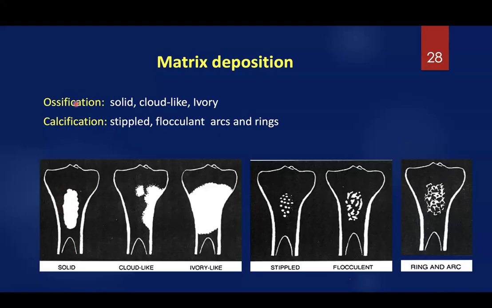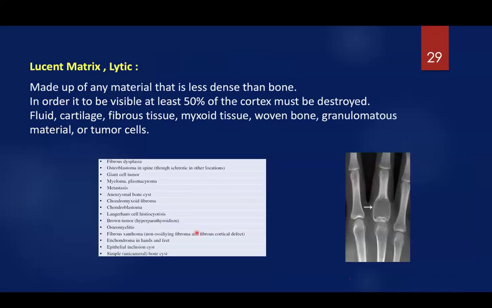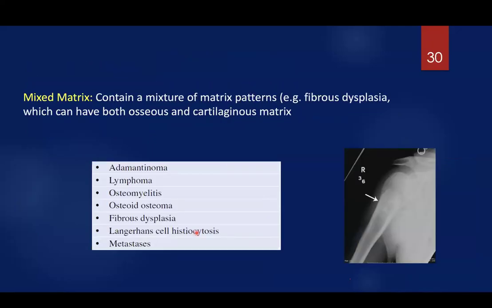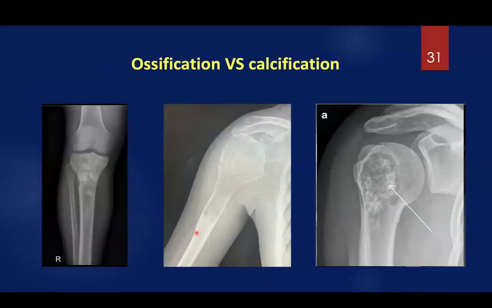Now, ossification could either be solid, a very dense, solid whitish structure, or cloud-like, or ivory, more whitish, which is laying down bone. But the difference between cartilage and ossification, again, is that there is no cartilage analog. Lucent or lytic, we stopped talking about this, but you can always describe it in patients above age of 40. And again, mixed matrix is another terminology, but you don't have to know about it.